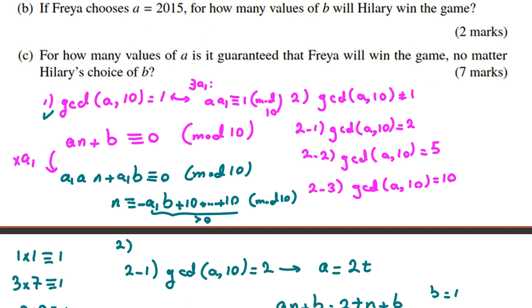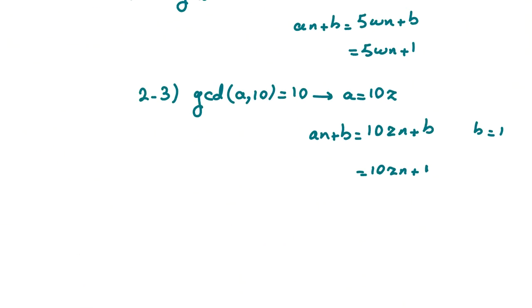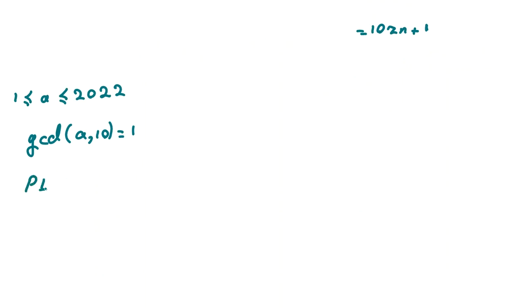We've proved in these cases Freya wins the game, and the problem says: for how many values of A is it guaranteed that Freya will win the game? So we should find GCD of A and 10 equal to 1. A is from 1 to 2022, and GCD of A and 10 is 1. For this one, we should use PIE, the principle of inclusion and exclusion.